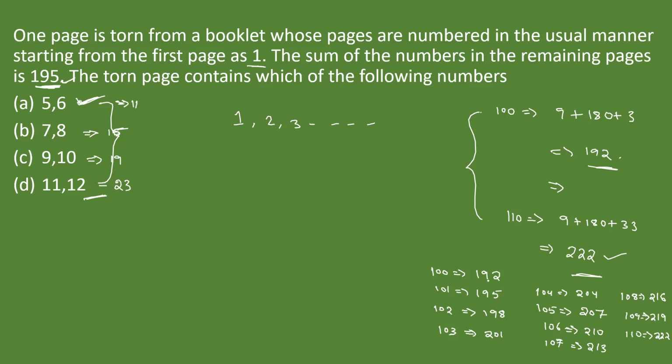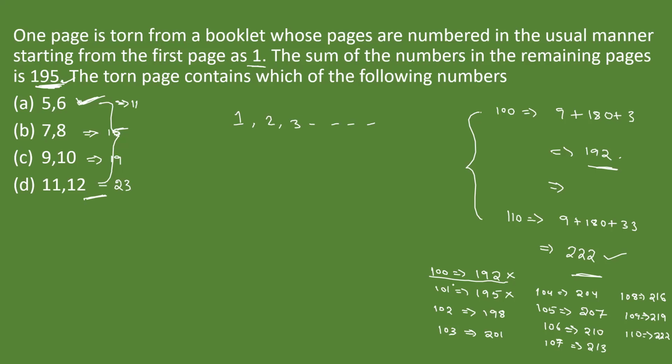For example, if I take 192 pages, anyway for 100 pages, 192, without tearing any page itself, this case is gone. Next 101, it becomes 195. But here also, this one is not satisfied for us.